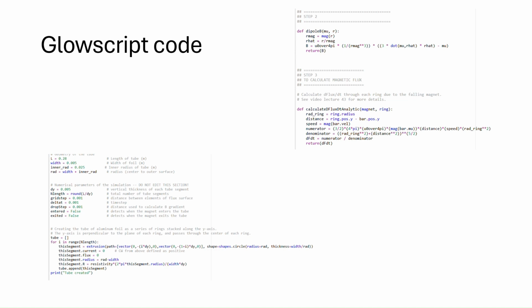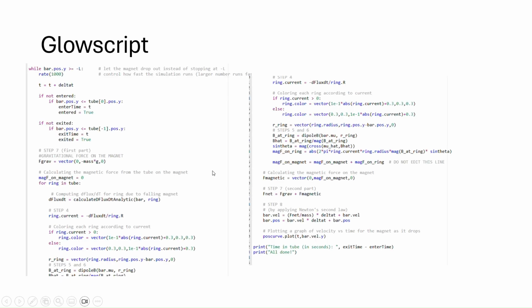And here's the closed script code. The first part of the code includes all the initial values and creating the tube itself. The next part of the code involved functions for the dipole of the magnet and flux, which I think one of these was used in lab 3. And then the next one was the visualization of the tube, the colorful stuff, and the calculations of the time.